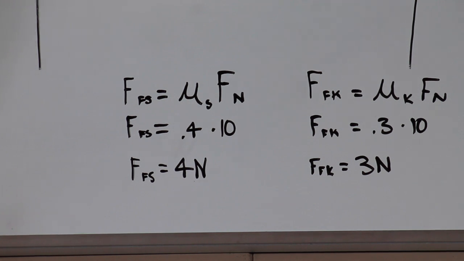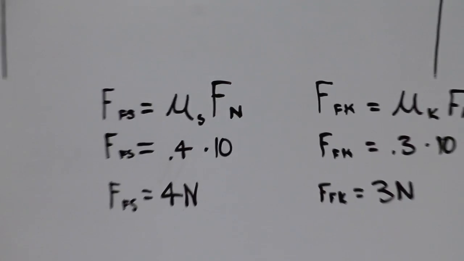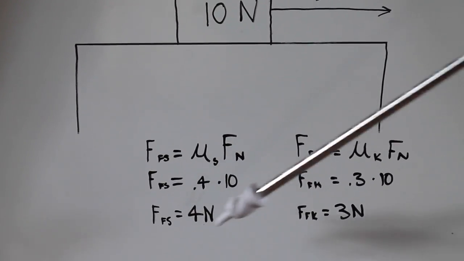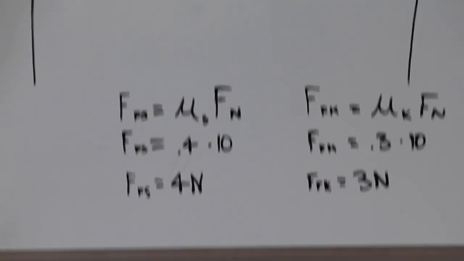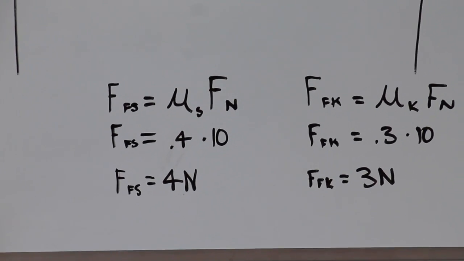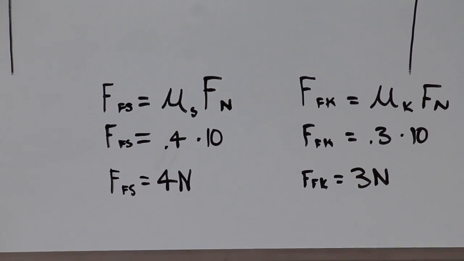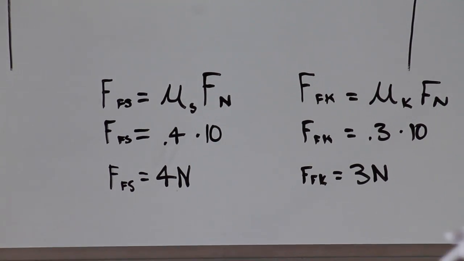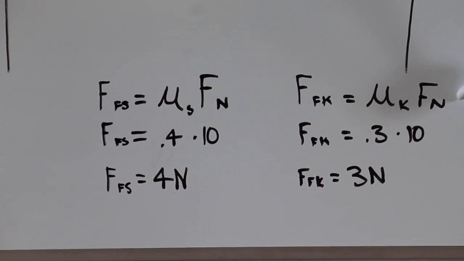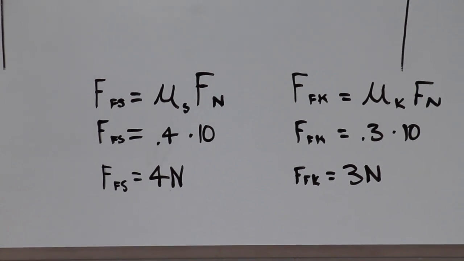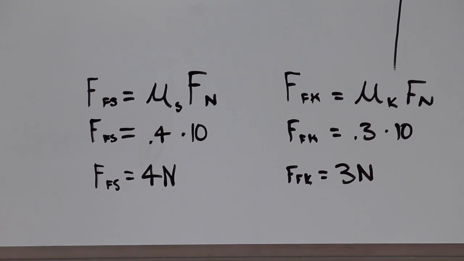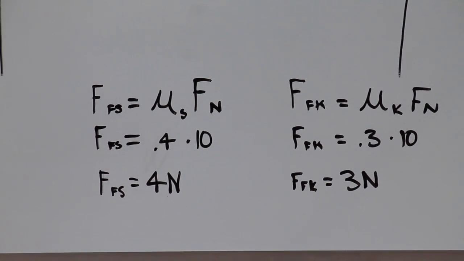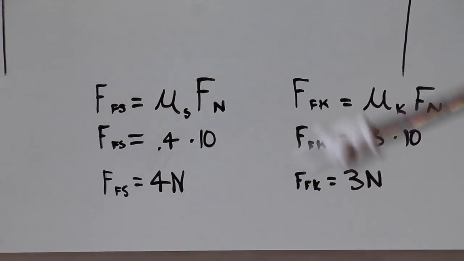So we know that the box moves because the system has an applied force of 5 newtons on it, and that 5 is more than 4 newtons, which is the force of static friction, so we know it's going to move. So now that we know it's going to move, we can calculate the force of kinetic friction. Basically we're going to do the same thing, and instead we're just going to plug in the coefficient of kinetic friction, which is 0.3. And the force of kinetic friction is going to come out to 3 newtons.